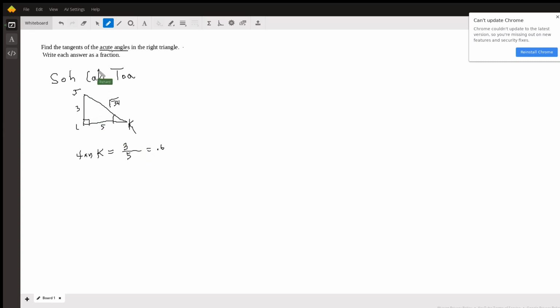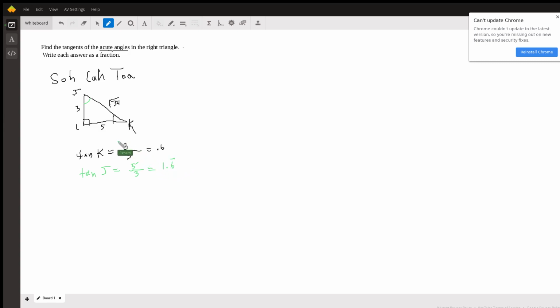And on the other hand, I'll just switch color here to green. If we take a look at J now, this is the other acute angle. Tangent of J is going to be 5 over 3, opposite over adjacent. If you're looking at J, the opposite side is 5, and then the adjacent side is 3. If you want to put that in decimal, you could say it's 1.6 repeating.